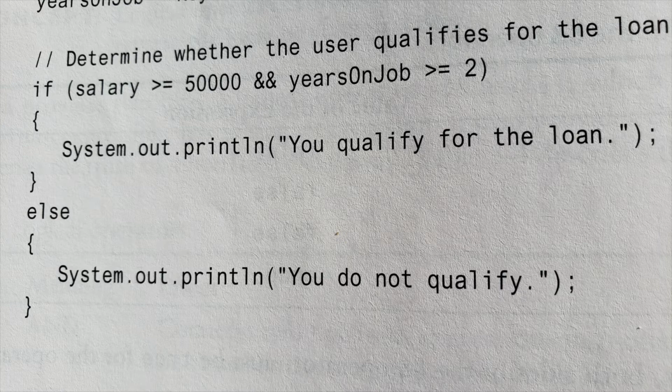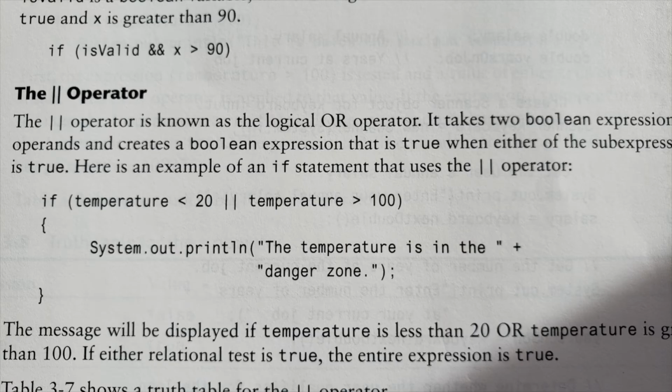So here you have another example. The person will qualify for a loan if the salary is greater than or equal to 50,000 and the years on the job is greater than or equal to 2. Both conditions must be true simultaneously. So the person needs to earn more than or equal to 50,000 and have been in the job for at least 2 years. Otherwise, it means that one of the two is not true or both are not true.